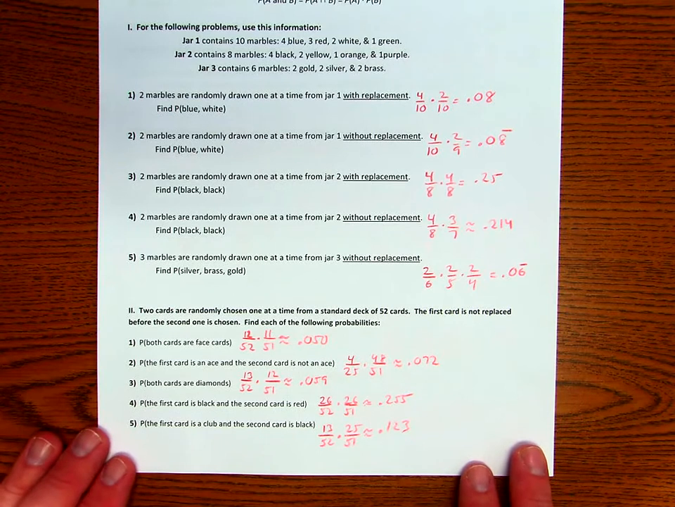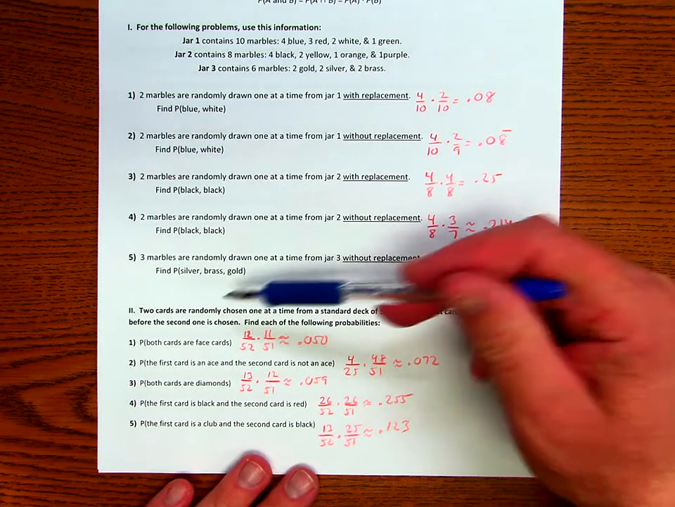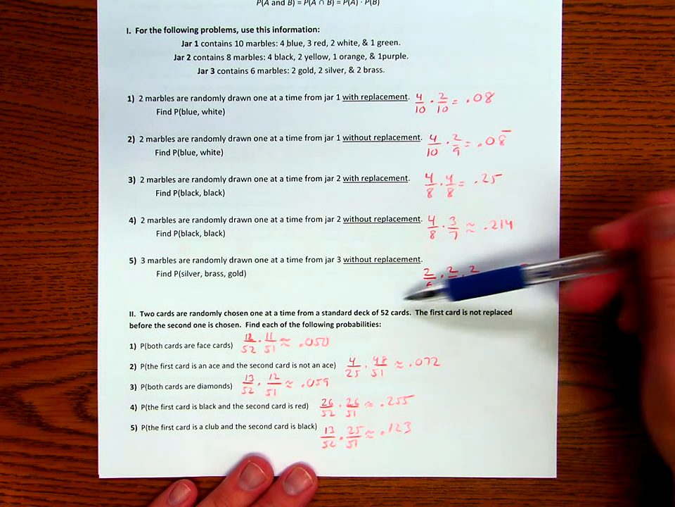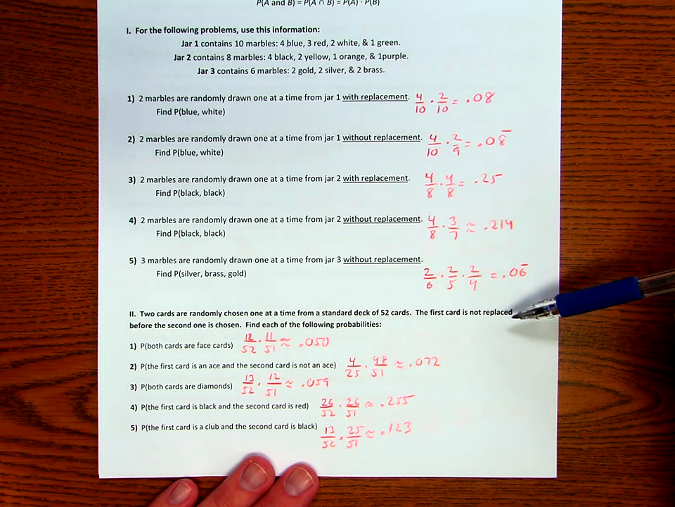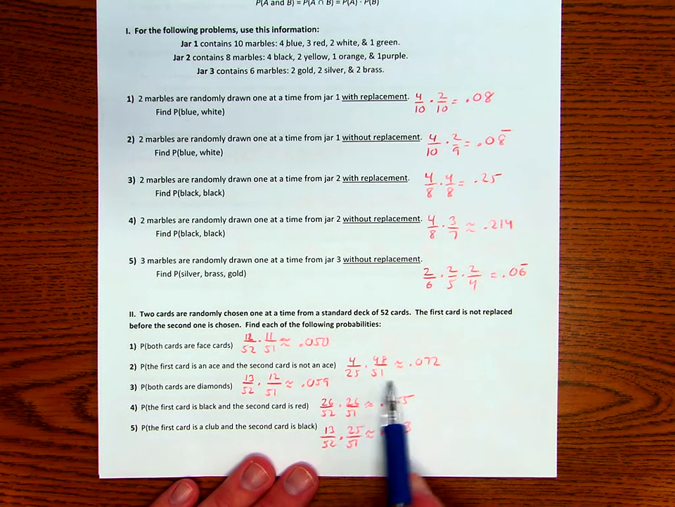All right, another common scenario with introductory probability problems deals with decks of cards. Two cards are randomly chosen one at a time from a standard deck of 52 cards. The first card is not replaced before the second one is chosen. Find each of the following probabilities. So if we are choosing 2 cards without replacement, right here, we know the bottom of the fraction is going to be 52, 51 for each one of these.